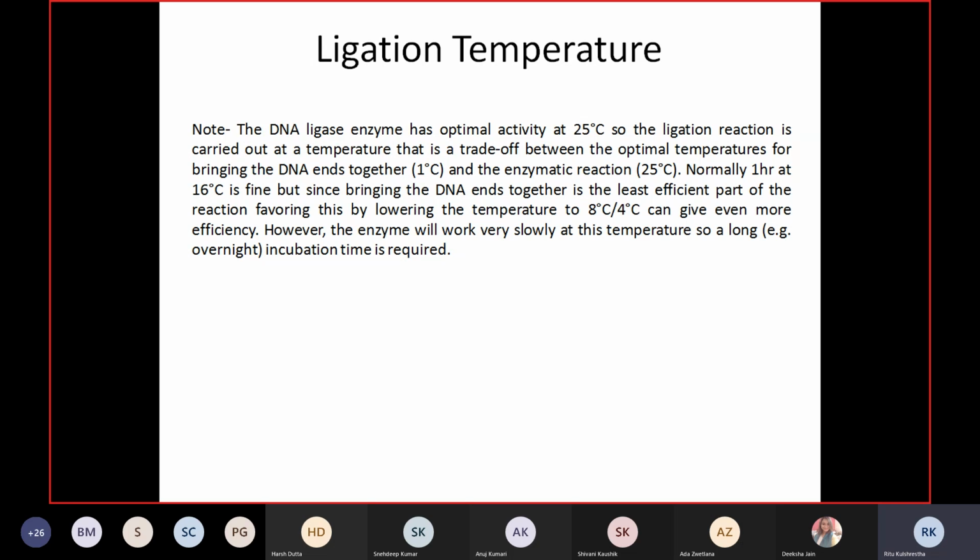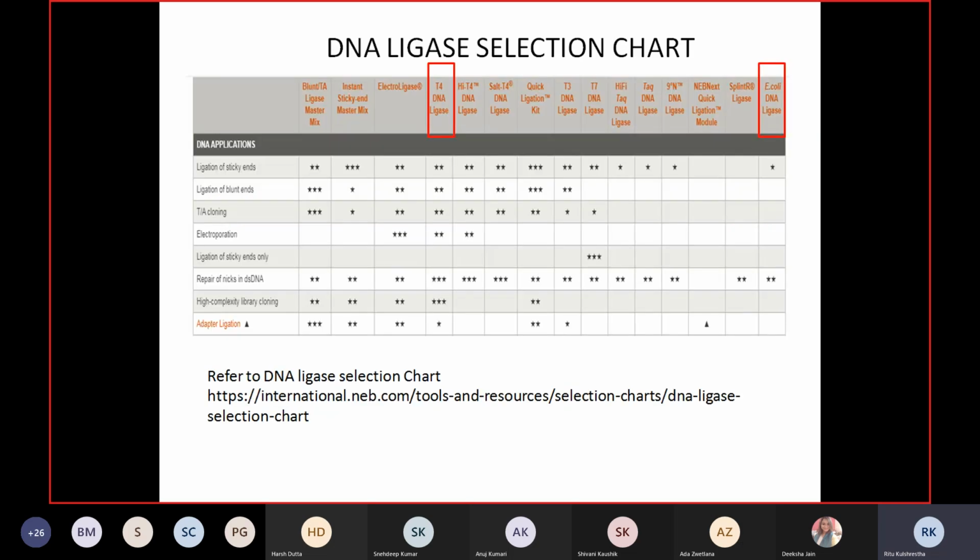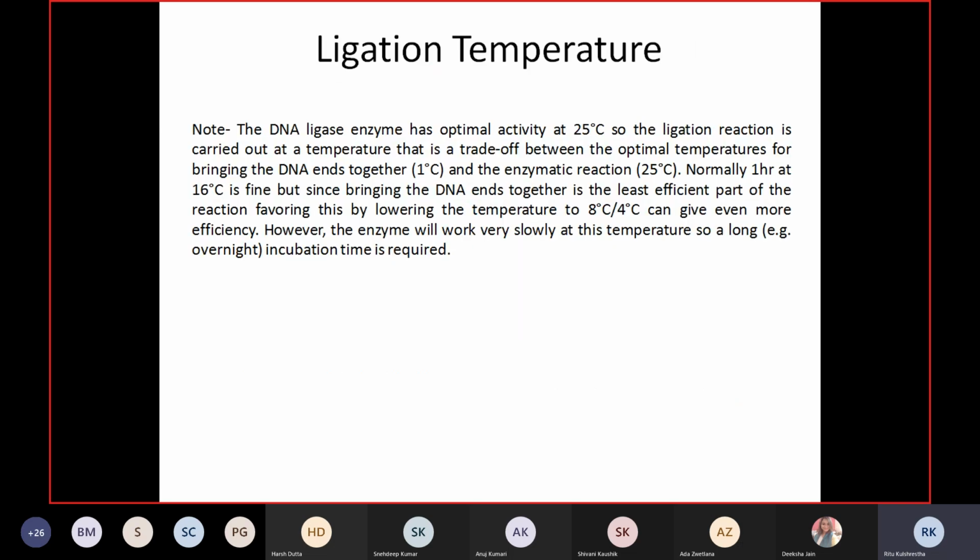Okay. Then comes the question: when you are setting up a ligation reaction, what temperature do you use? If you have to ligate two molecules, your major job is to bring those two molecules together, right? The closer those two molecules are, the better the chances for them to ligate.